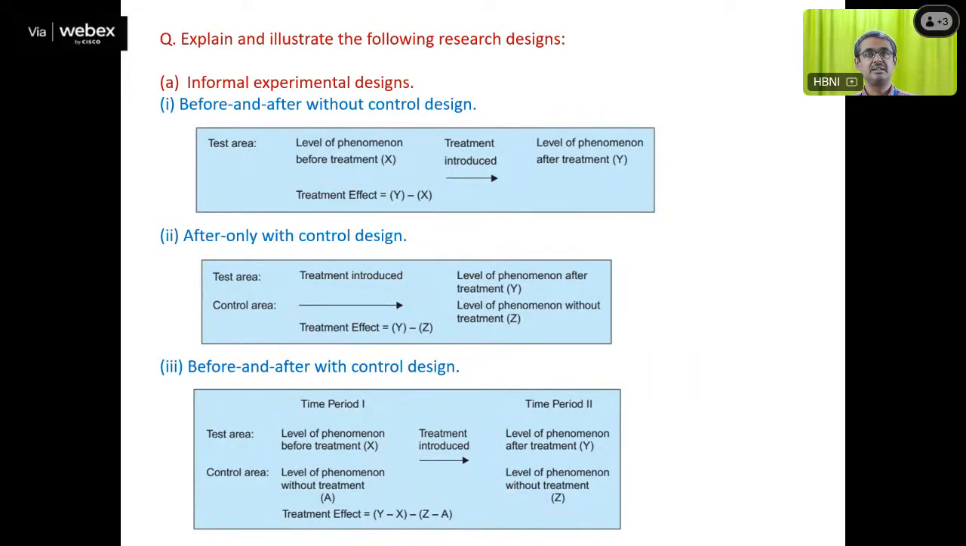Then we studied research design, various types of research design, the informal experimental design, and also the formal experimental design. So we start with informal experimental design.